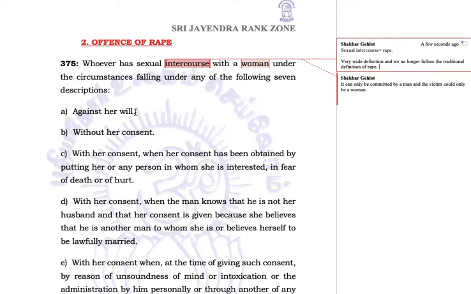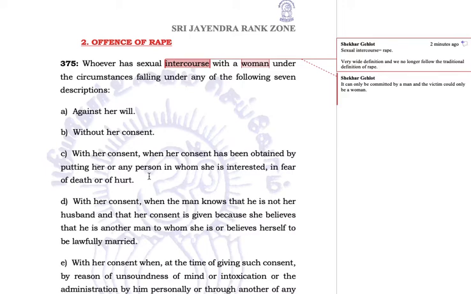Let us say, first, against her will. Second, without her consent. Against her will and without her consent. Third, with her consent, when her consent has been obtained by putting her, or any person in whom she is interested, in fear of death or hurt. When she has given the consent, but such consent was obtained by putting her or any person in whom she is interested in fear of death or hurt.